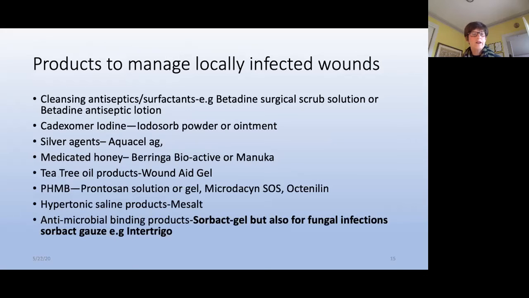To manage locally infected wounds, it's pretty much the same regime that you're looking at. The one that I would like to highlight here for you, though, is your fungal issues. When you have intertrigo, so the rash under the breasts or in the groins or between the toes, I would encourage you to have a look at the Sorbact gauze. There are great papers on it. I've had great results with it. It's a cost-effective product between two skin surfaces, like under the breasts or in the groins.